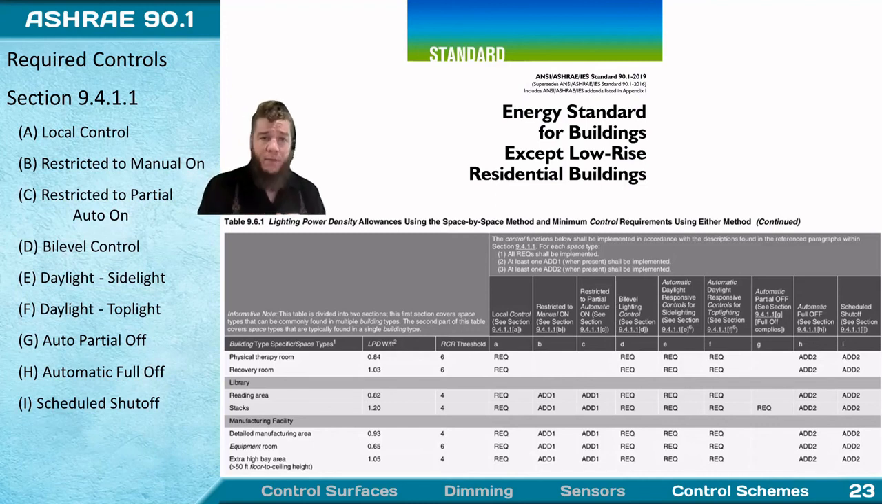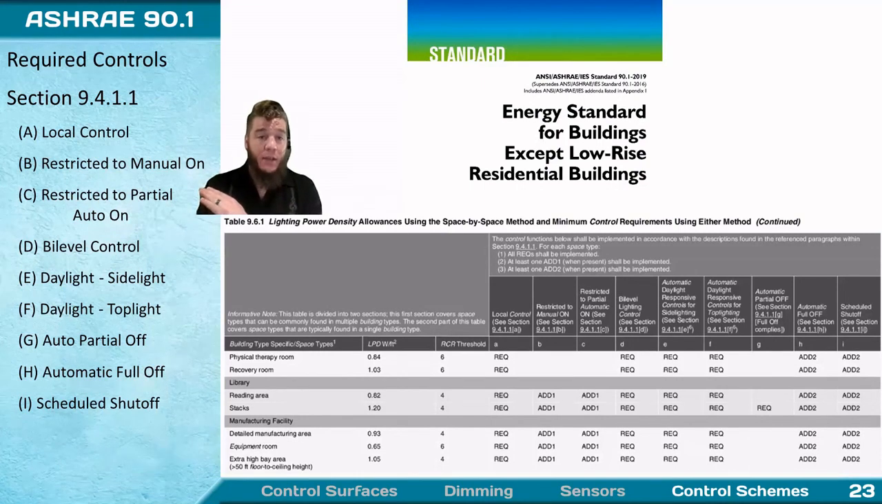So first up, we have local control, and that simply means some sort of controls for the occupants to use in the space near the light sources. The basic idea here is a control for end users, not a centralized control system, within line of sight to your luminaires. Restricted to manual on simply means you can't use an occupancy routine. Vacancy is still fine, but restricted to manual on means that you would only allow the system to be turned on by those manual local controls.